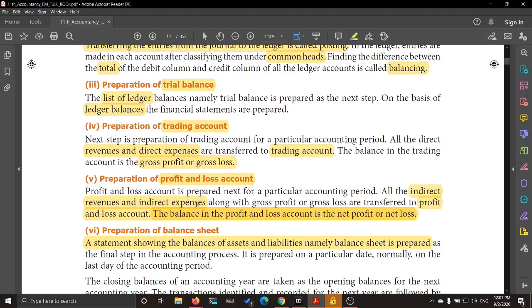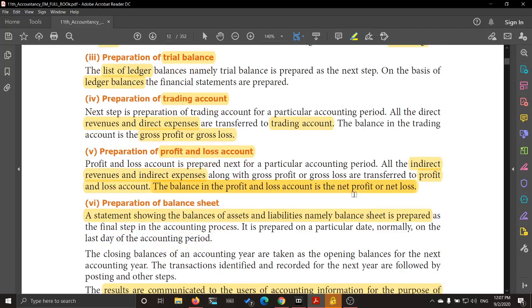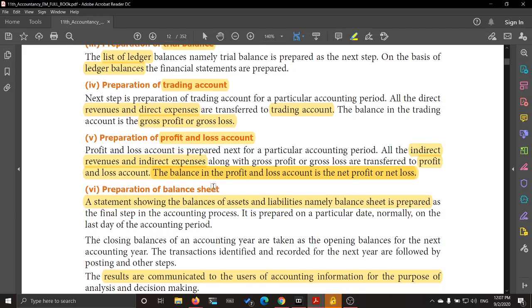At a time in an organization either it will run at a profit or at a loss. So ஒரு டைம்க்கு வந்து profit வரும் அல்லது ஒரு loss வரும். ரெண்டுமே profit loss ரெண்டு வந்துச்சுன்னு சொல்ல முடியாது. Okay. Finally, you are going to prepare the balance sheet.